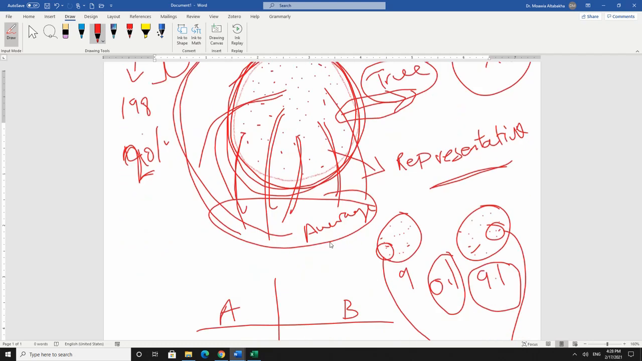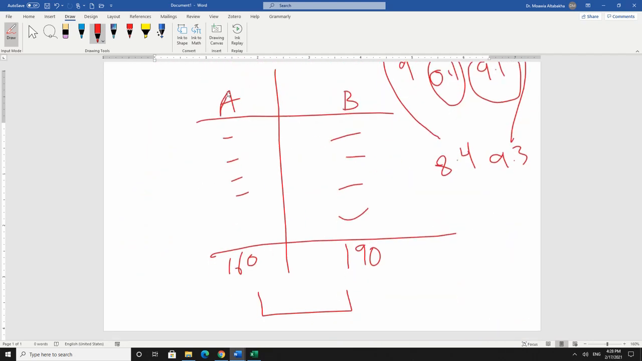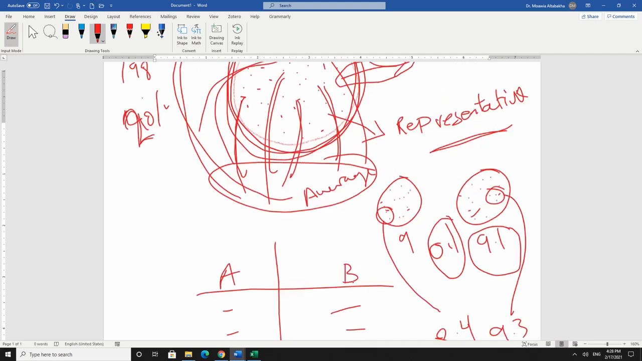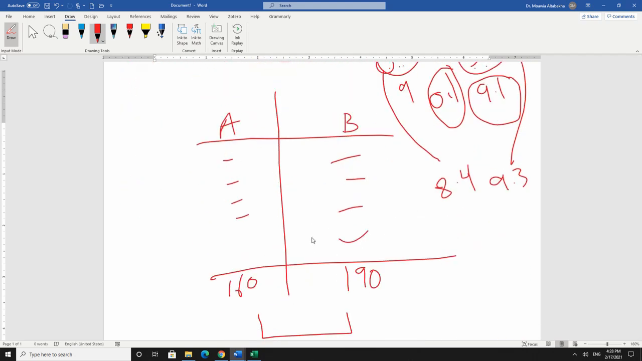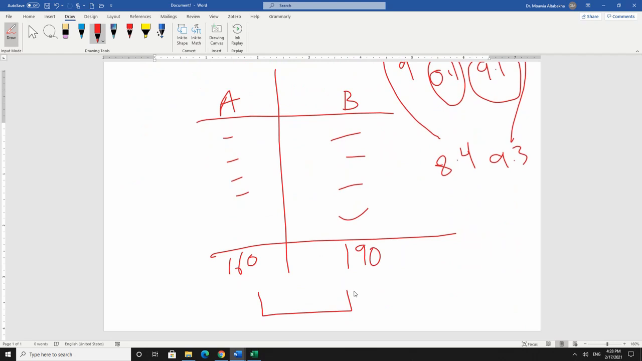Isn't the first thing for you to know what difference in the population between A and B, not in the sample? I'm not talking about the sample. In the population between A and B, what sounds significant to you? Okay, but how will you know which thing sounds significant?